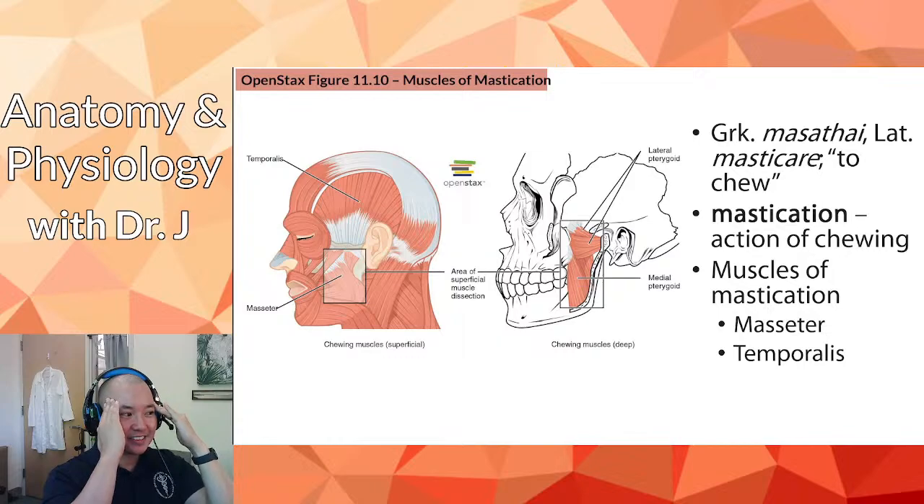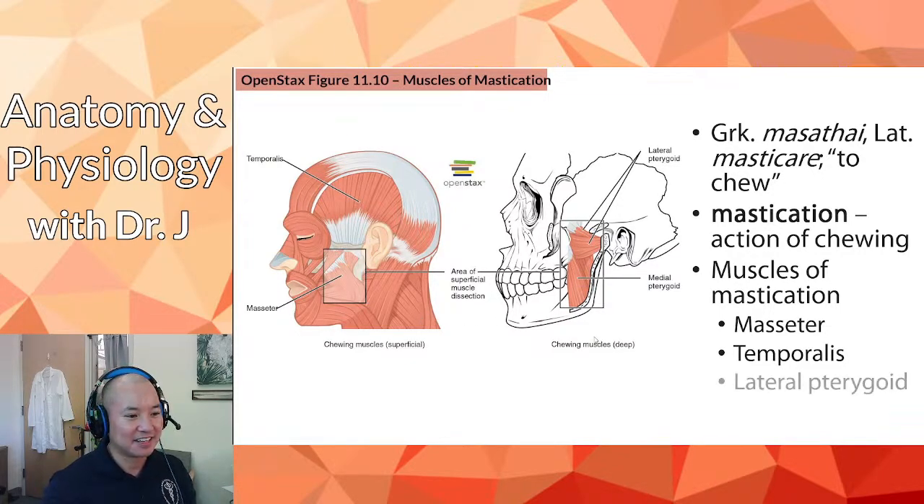And you can feel the temples, and you might be able to feel one of your muscles moving when you chew. And then that is your temporalis moving. So that also helps with chewing and moving your jaw. And then you have the lateral and your medial pterygoid.